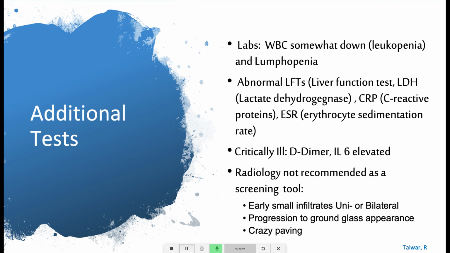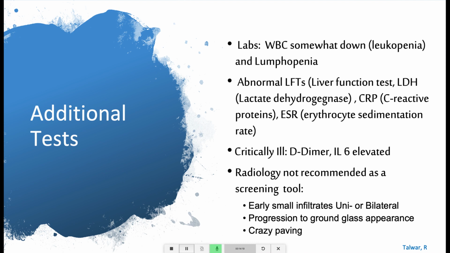And then ESR, or erythrocyte sedimentation rate, is a type of blood test that measures how quickly erythrocytes, or red blood cells, settle at the bottom of a test tube that contains a blood sample. So normally, red blood cells settle relatively slowly. A faster than normal rate may indicate inflammation in the body. So an elevated ESR means more inflammation in the body. And in critically ill people, D-dimers and interleukin-6 testing shows elevation.